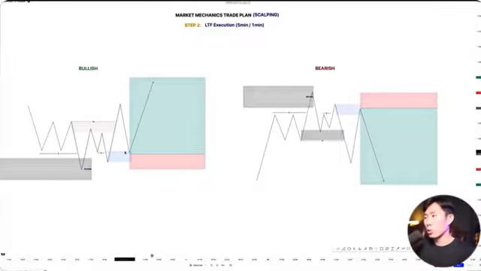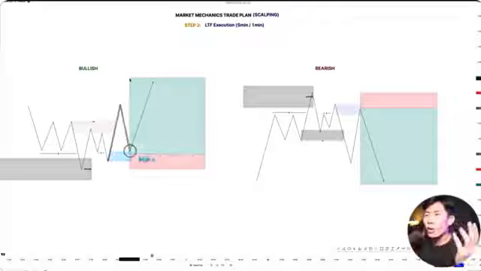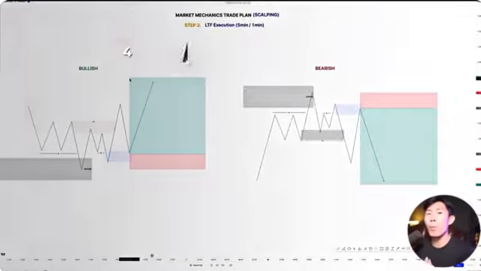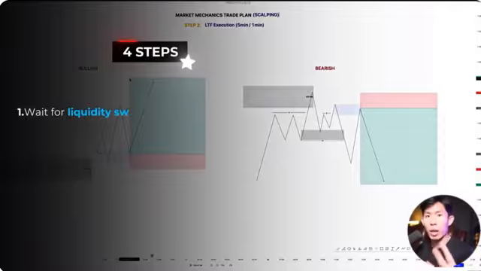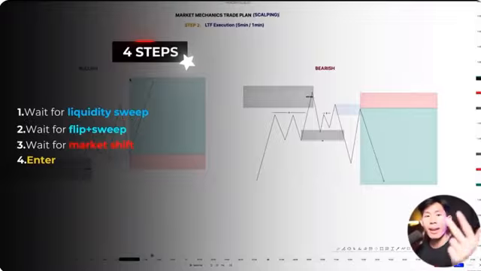So after this flip plus sweep zone is formed, you are simply waiting for price to pull back after the market shift to your flip plus sweep zone, and that is where you enter your trade right here, and you can target 3R. Now, I know all this might sound super overwhelming or confusing, but it really all boils down to 4 simple steps. You wait for your liquidity sweep, you wait for your flip plus sweep, you wait for your market shift, and then you enter at the flip plus sweep zone.